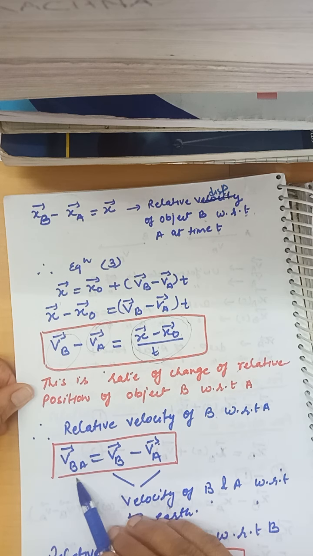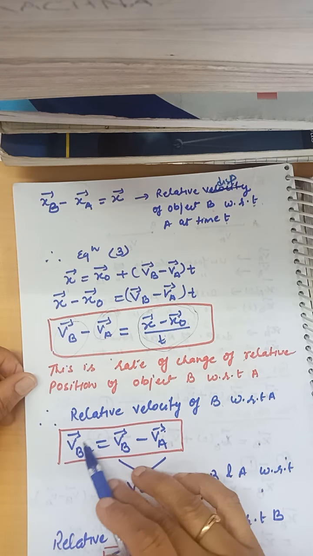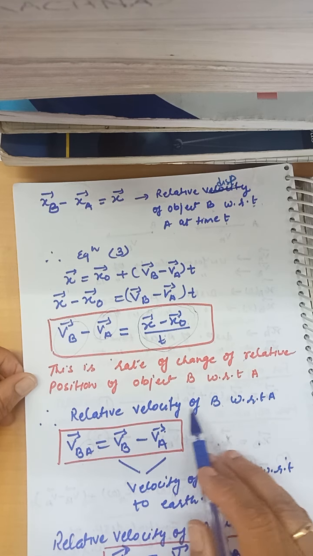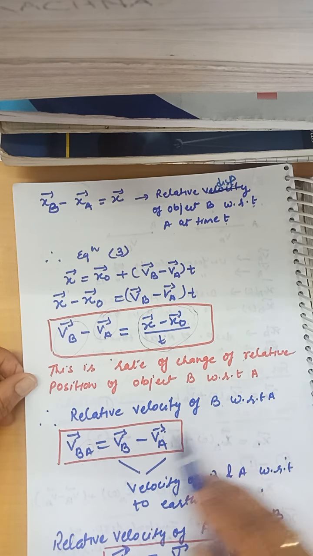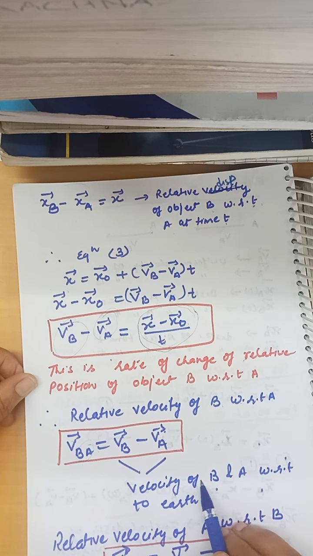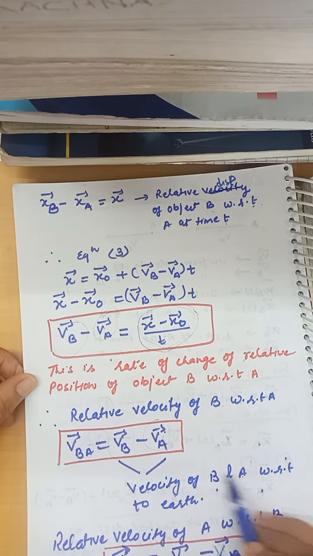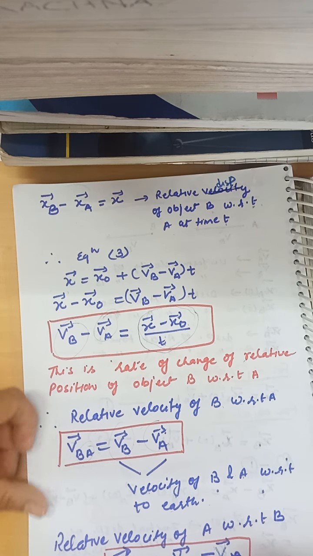Okay, it can be written in the symbol form as VBA. VBA means relative velocity of B with respect to A, and this is VB minus VA, the velocities of B and A with respect to Earth. एंड ये जो बी बी और बी ए इंडिविजुअली होगा, ये होंगी इन दोनों की वेलोसिटी विद रिस्पेक्ट टू अर्थ, स्टेशनरी ऑब्जेक्ट की.